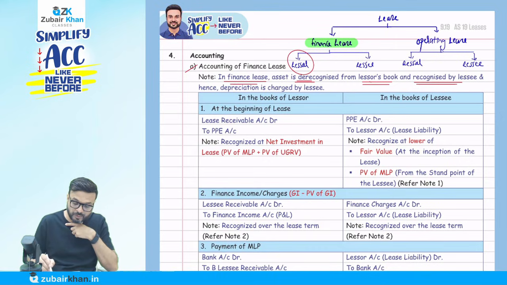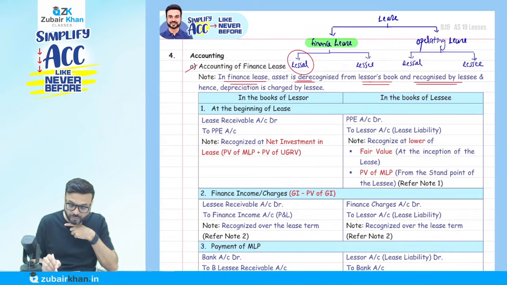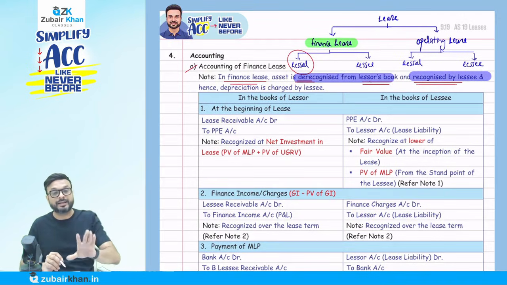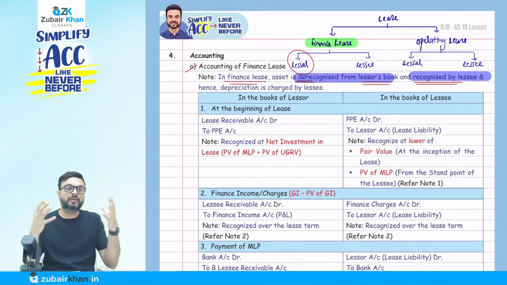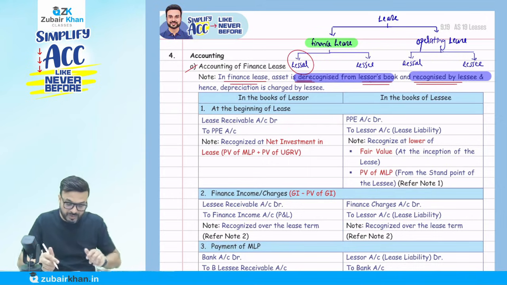So it is de-recognized from the lessor's books and it is going to be recognized by the lessee. Lessor will remove it from their books of account and lessee will recognize it. Recognize means to record. De-recognize means to remove from the books of account. So even though the owner of the asset is the lessor, if it is a finance lease, AS 19 says that they have to de-recognize it, remove it from the books of account. So what entry is going to be passed here?